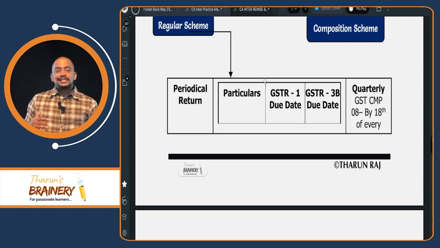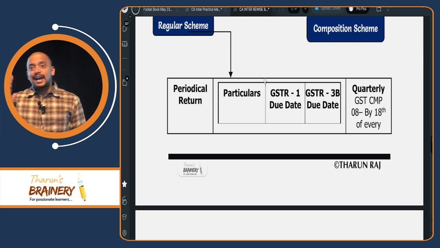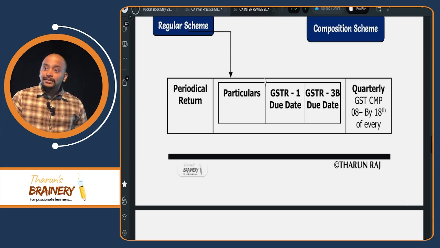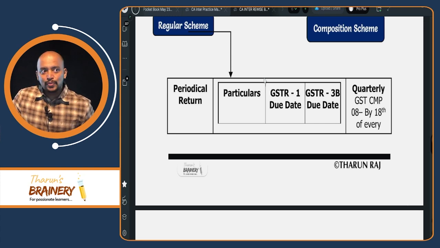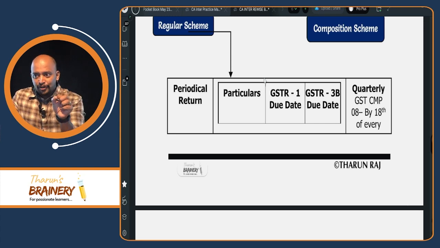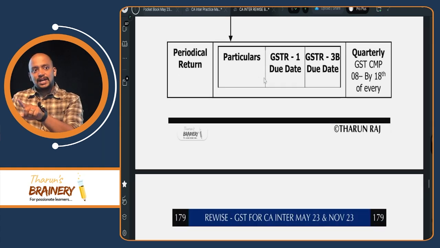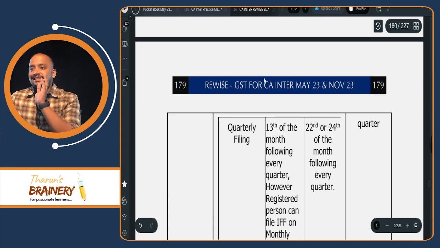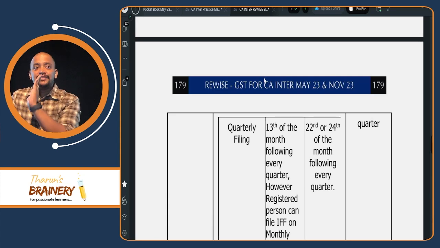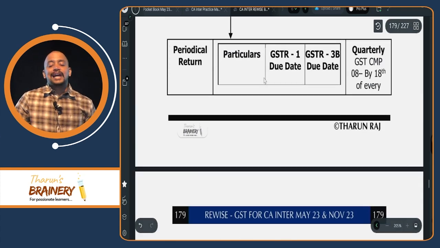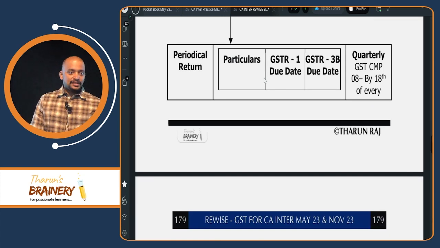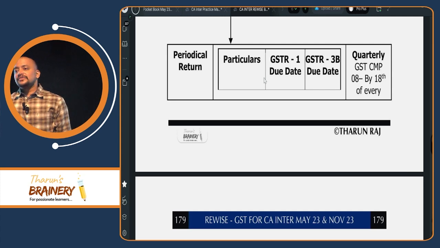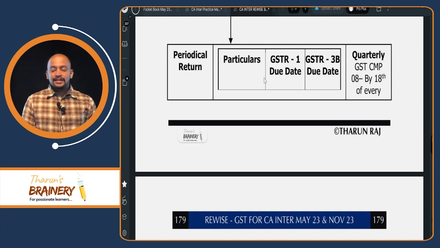Whereas a normal scheme person will be filing 2 returns, GSTR 1 and GSTR 3B. GSTR 1 is monthly or quarterly. GSTR 1 monthly time limit is what? 11th of the month following every month, whereas quarterly GSTR 1 is also possible, that is 13th of the month following every quarter. So GSTR 1 time limit: monthly means 11th of the month following every month. Quarterly means 13th of the month following every quarter.